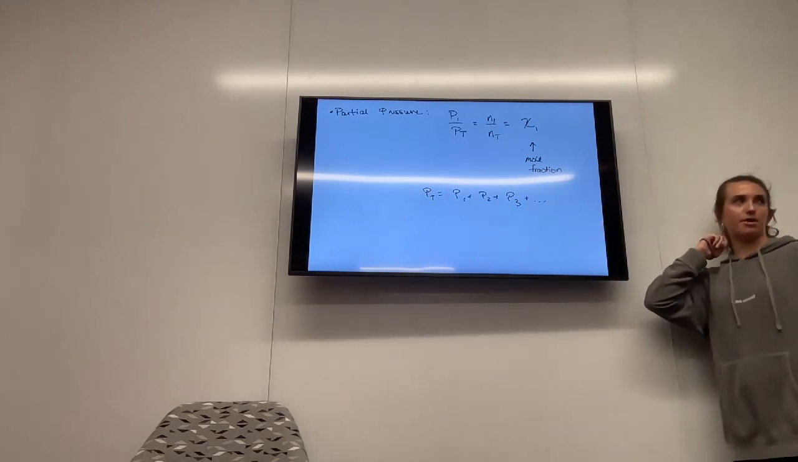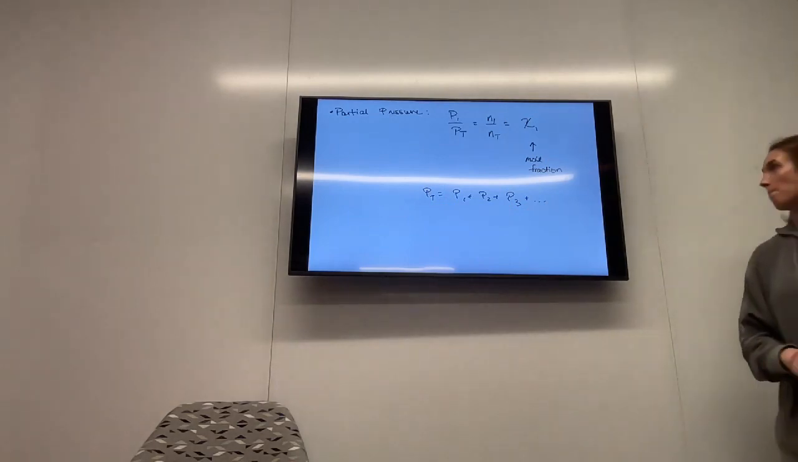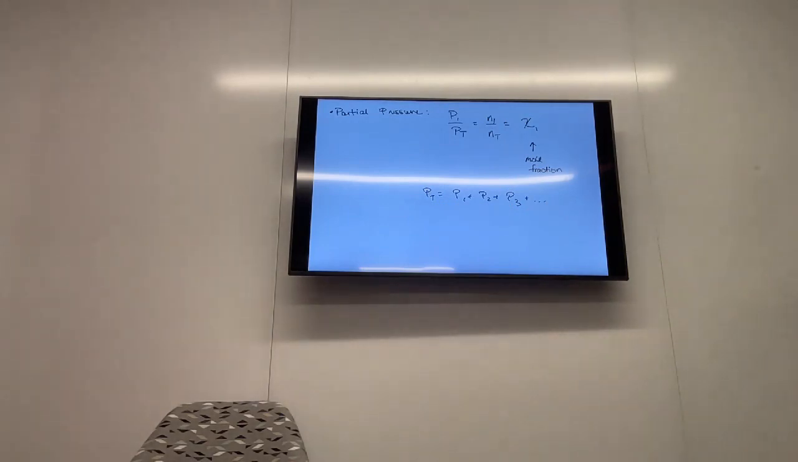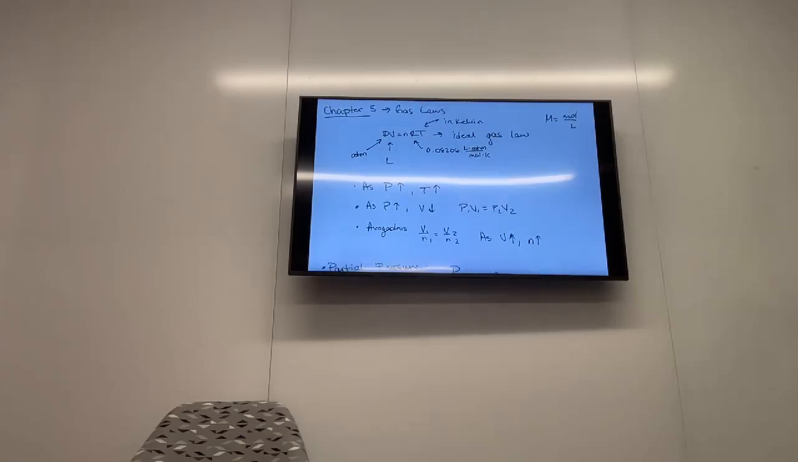Will your mole fraction ever be greater than 1? Nope. It will be a decimal somewhere between 0 and 1. Any other questions on partial pressures? Is there anything else you can tell me about gas laws? That's pretty much it. Anything else worth remembering? I was just about to look at the mock exam.